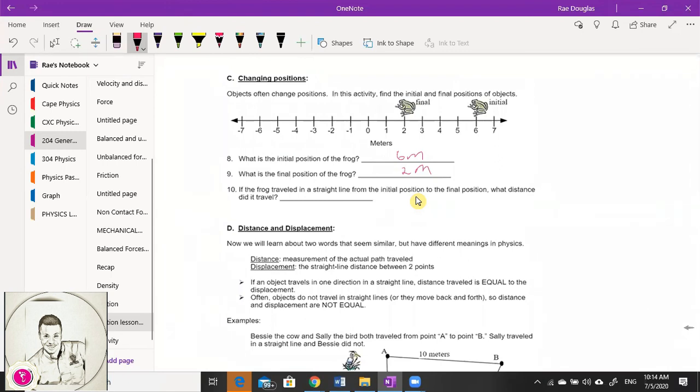Because this is how we're doing it, right? This is my initial position, right here. Now let me count how many 1 meter boxes are between the initial and the final point. Here I have 1 box, here I have 2, here I have 3, and here I have 4 boxes that separate the initial and the final point. So that tells you that your answer is 4 meters.